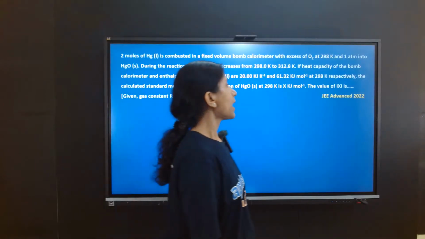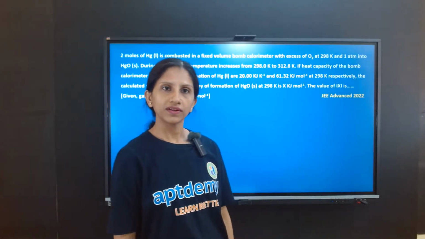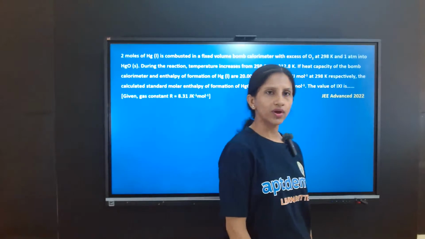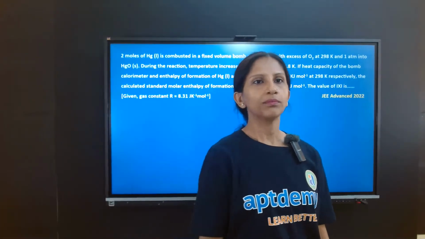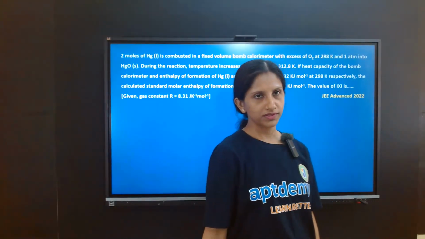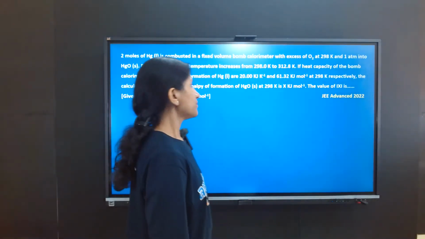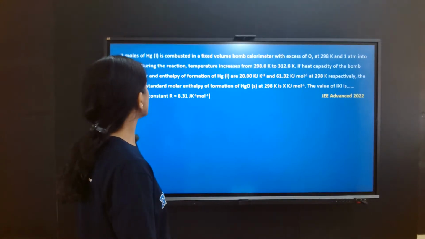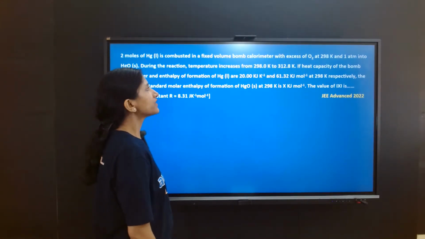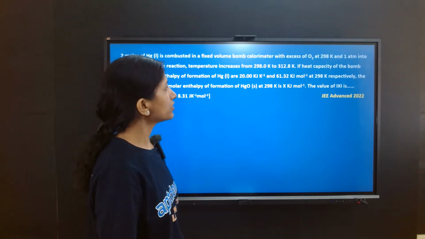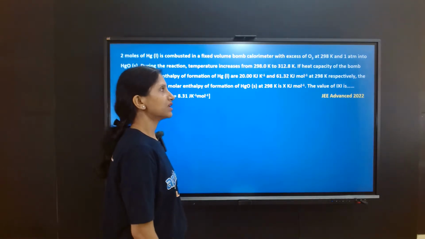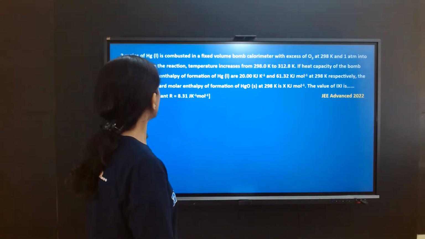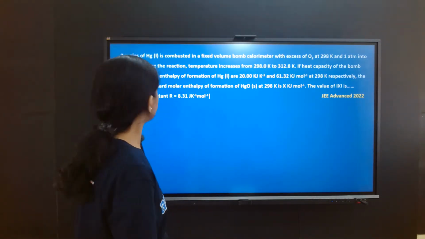This problem appeared in Joint Entrance Examination Advanced 2022, and I am going to solve this problem with you based on many students' requirements. So what is the problem? The problem is: 2 moles of Hg liquid is combusted in a fixed volume bomb calorimeter with excess of O2 at 298 Kelvin and 1 atmosphere into HgO solid.